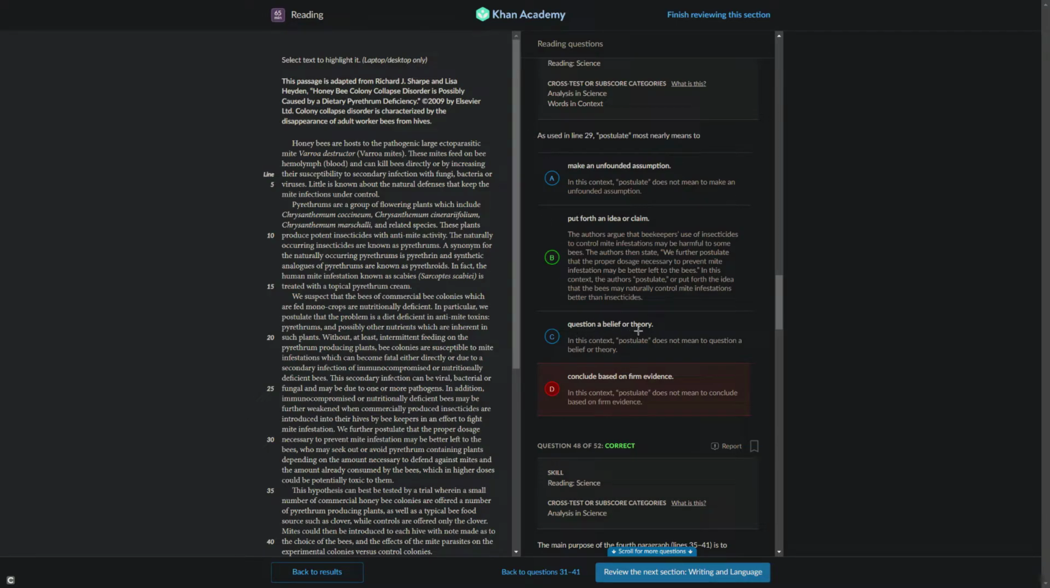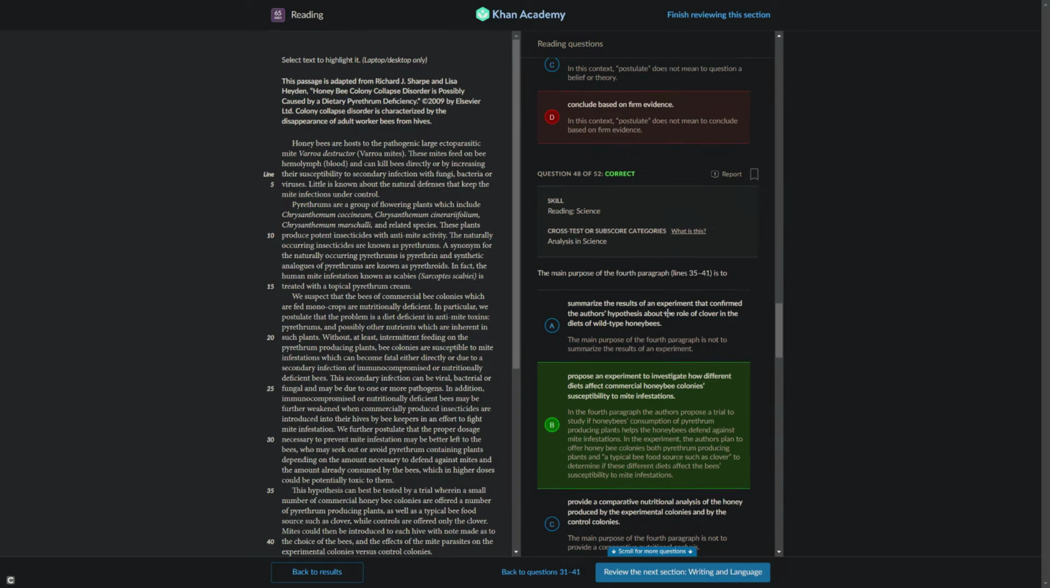Question a belief or theory. In this context, postulate does not mean to question a belief or theory. Yeah, it's not questioning anything. And I chose this. It sort of means this, but it's not concluding on firm evidence. Instead, it's, oh, we're putting forth a hypothesis about how the insecticides may harm the bees.